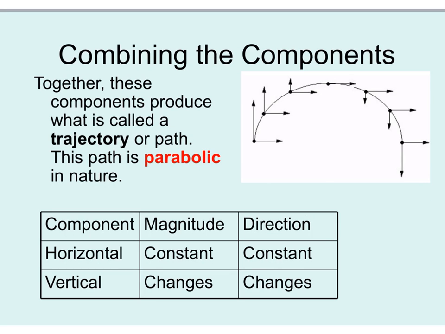However, the vertical velocity does change, and so together when we look at the horizontal and the vertical components, we look at their magnitude and their direction, together we can calculate a trajectory path, and this path will be parabolic in nature.